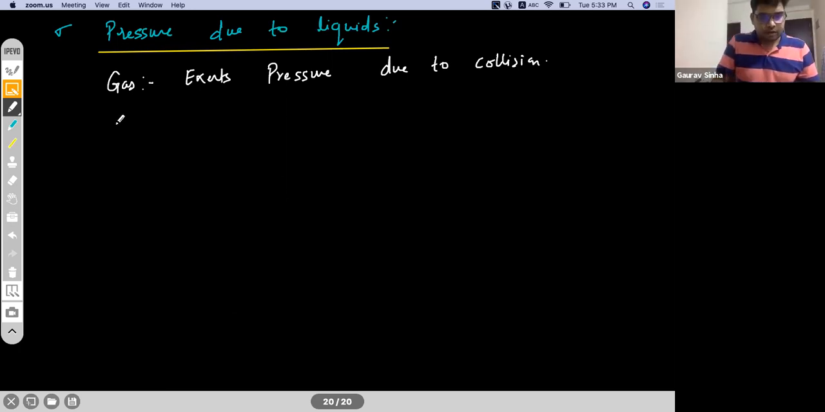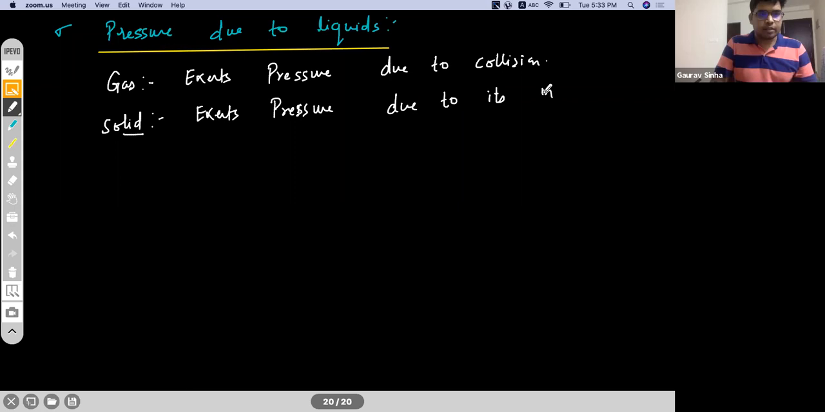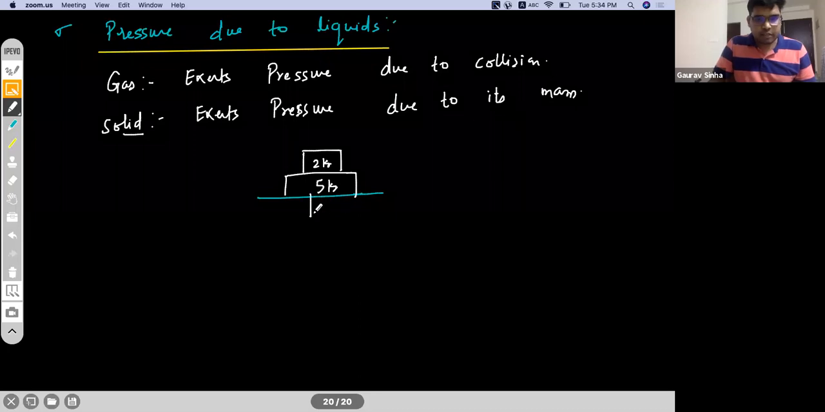If you talk about a solid, the solid particles exert pressure due to its mass. Suppose you have a table here, and on this table, if you place a block of certain mass like this, suppose this is 5 kgs, and if it's a 2 kg mass we have here, so the weight component of this mass of 5 + 2 = 7 kg here, that is mg.